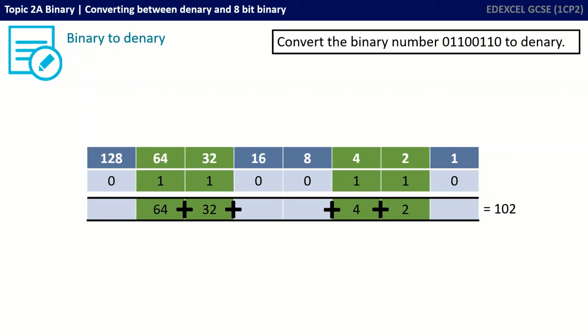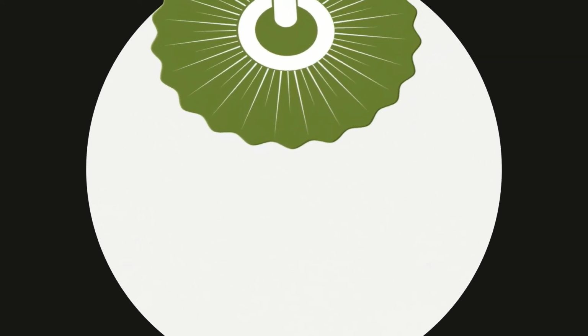Be careful when answering exam questions because they may ask you to provide your answer in a certain number of bits. If you're asked to provide the answer in 8 bits, as mentioned earlier, you must ensure you have all 8 bits of the number in your line. Remember, you can pad with leading zeros as you need to. It's worth knowing that at GCSE, you're only going to be expected to convert 8-bit binary numbers.